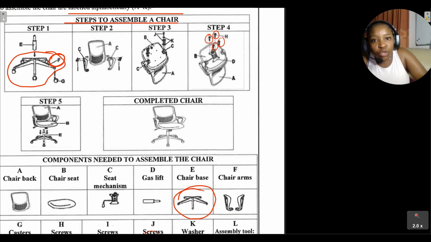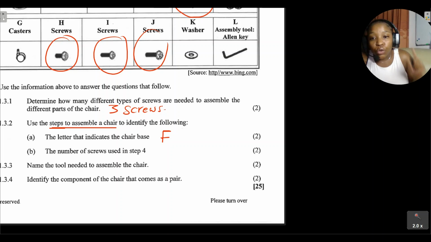We can see those are screws because it's indicating to us that these components must be drilled in like that. So you can see with those dashed lines there that is also indicating that those screws must go into those holes there. So how many screws will actually be needed or used in step number 4? 4 screws.